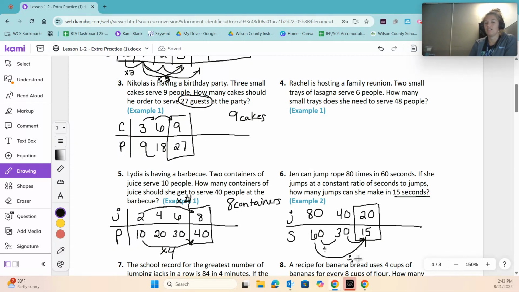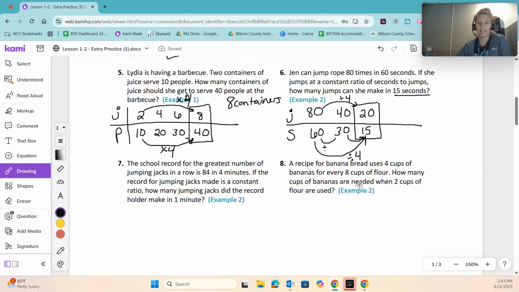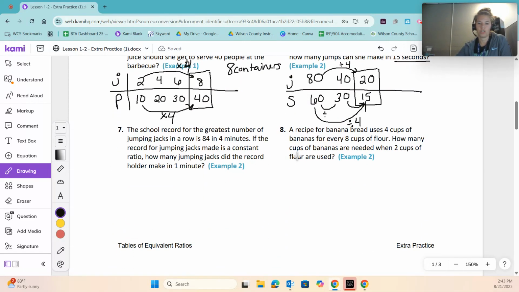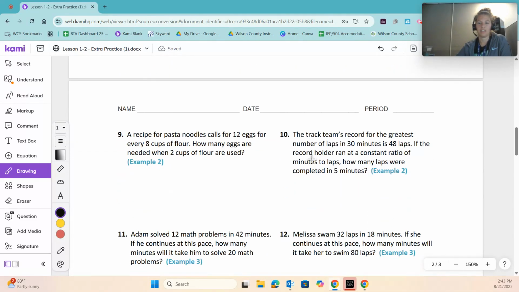Okay, well, 60 divided by 4 equals 15. So I would do 80 divided by 4 in order to find my 20 jumps. Okay, all right, and there are 2 more you can try that are similar to that. Okay, we'll do one more scaling down example together.